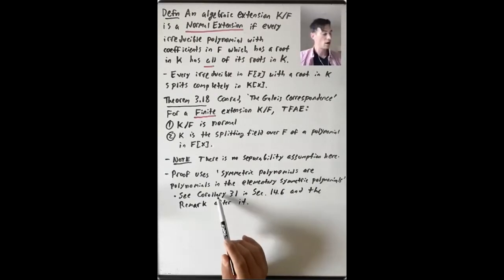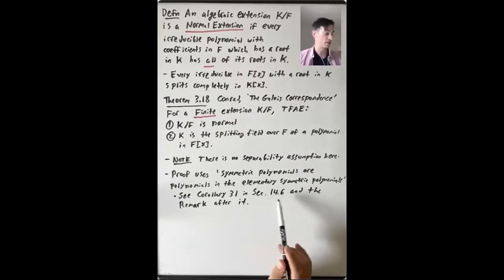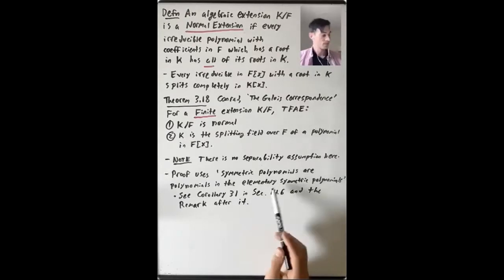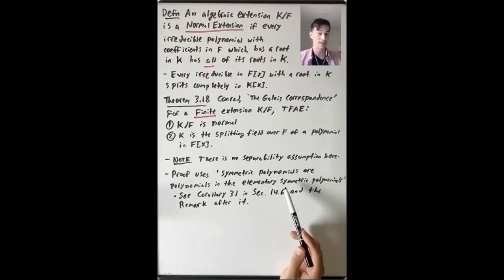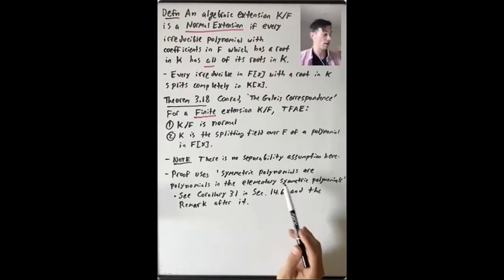This is a corollary. It is closely related to corollary 31 in section 14.6 and the remark that follows it, that there's first some statement about symmetric functions and elementary symmetric functions, and you can deduce this statement about symmetric polynomials and elementary symmetric polynomials, and some of that is worked out in the exercises for section 14.6.